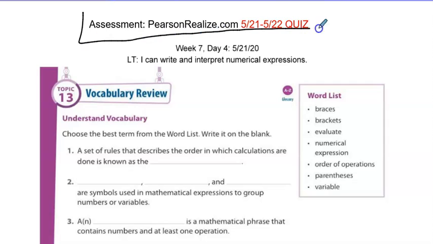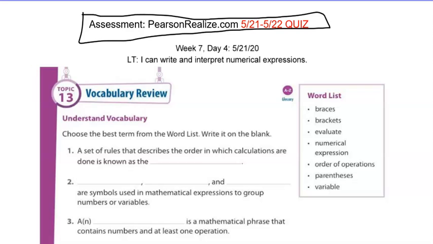For your assessment today, this is actually going to be a 2-day assessment. So you're going to have today and tomorrow to finish this. And depending on how long it takes you, I might extend it through the weekend, but you will not have an assignment for tomorrow's lesson. This will be your assignment that is due. So it's going to be listed as 521 through 522 quiz, and it's going to be over the order of operations. So you'll have today and tomorrow to get that completed.